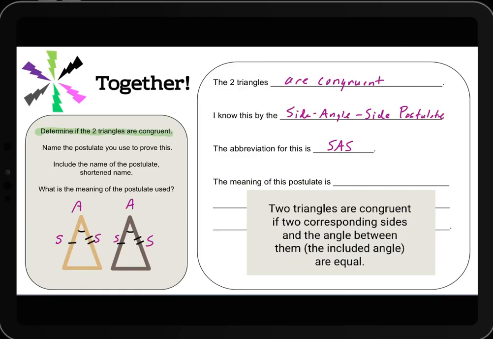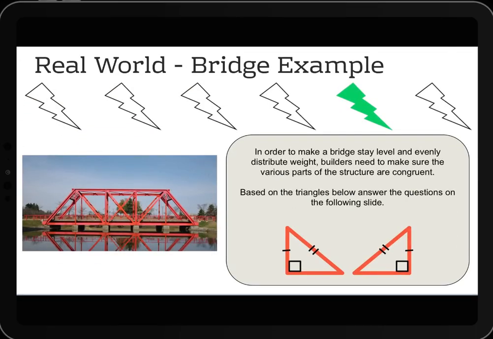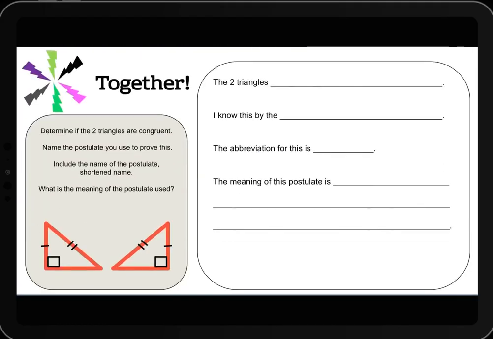Okay. All right, so the last example, we have a real world bridge example. In order to make a bridge stay level and distribute weight evenly, builders need to make sure the various parts of the structure are congruent. And here is an example of that. Okay, so we have two triangles that are right triangles. So the moment I see that, I'm going to identify wherever there's a leg and a hypotenuse. Here is a hypotenuse, here is a hypotenuse, here is a leg, here is a leg. So the two triangles are congruent.